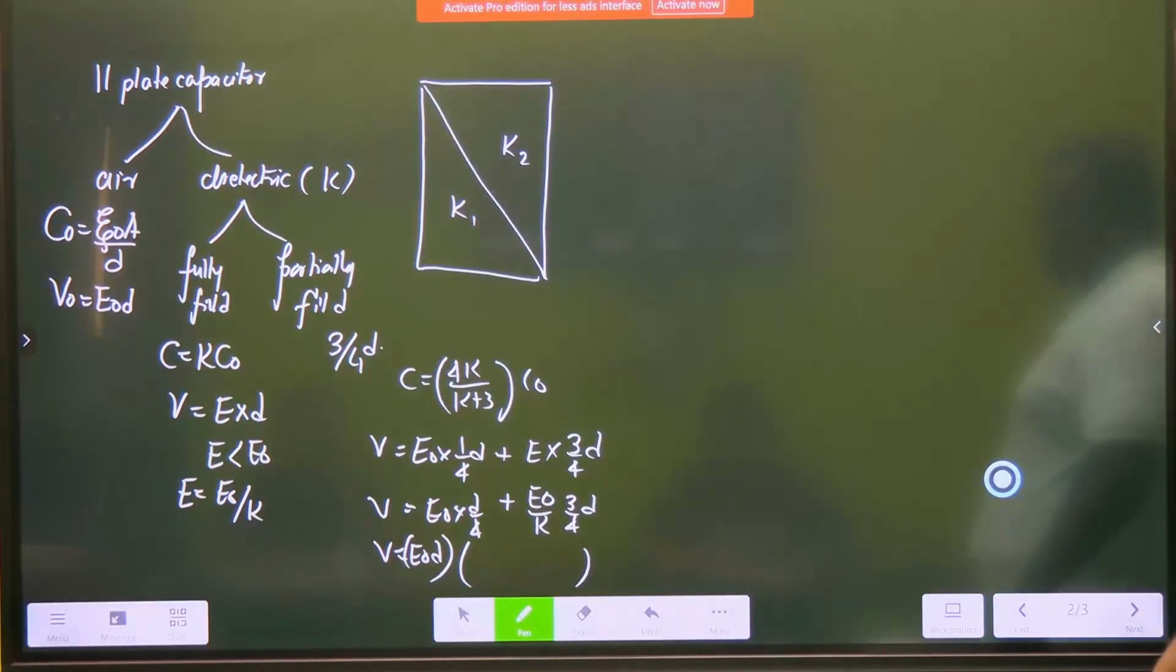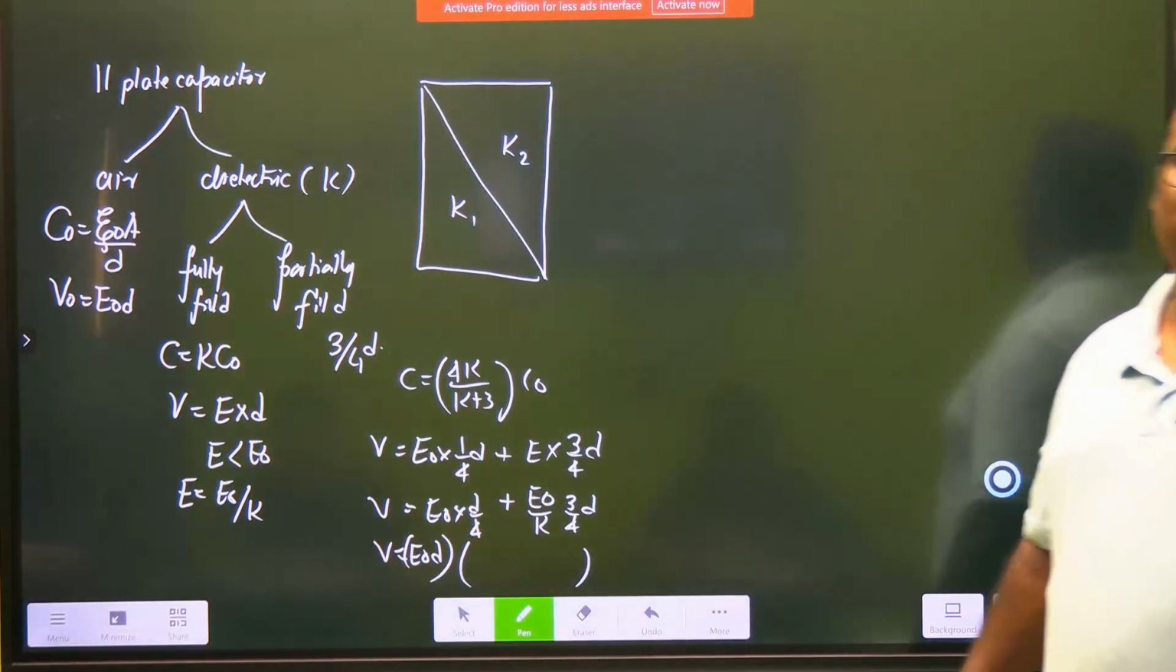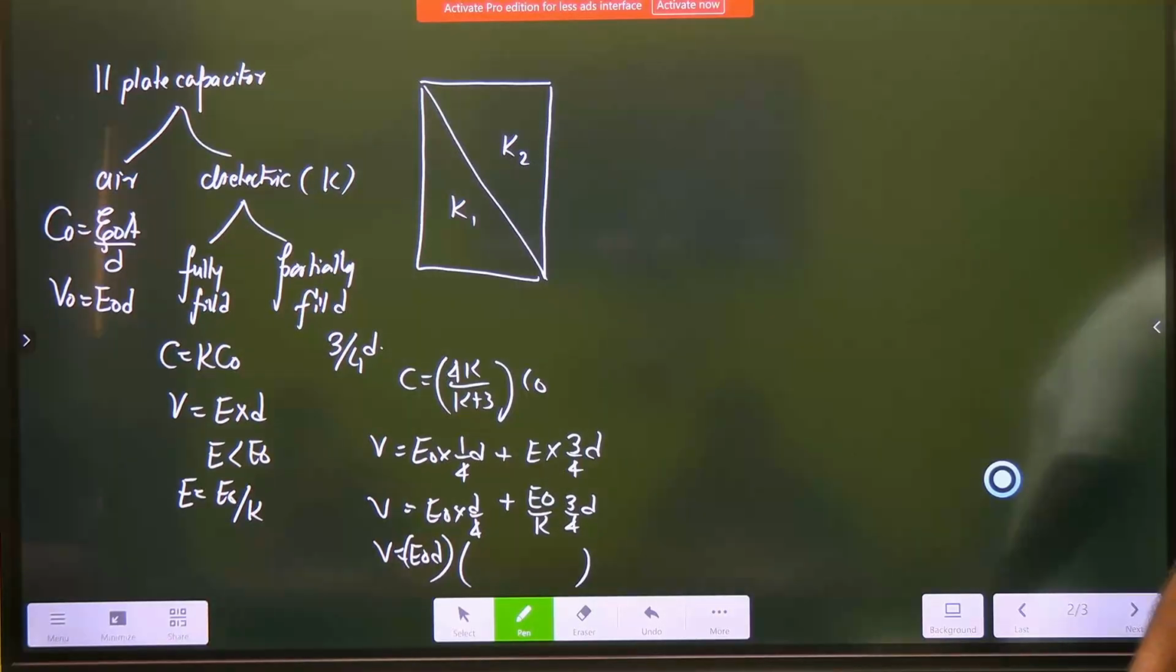Arjun, clear na? Start doing your 2-marker questions, beta. 1 mark, 2 marks, just keep on doing. Practice as much as you can. The more you do, the better; the first time you won't be able to solve all.